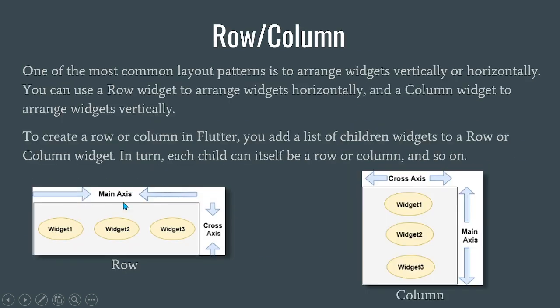So in a row, this would be the main axis and this is the cross axis. In a row, you can think of the x axis as the main axis, and in a column, the y axis becomes the main axis.